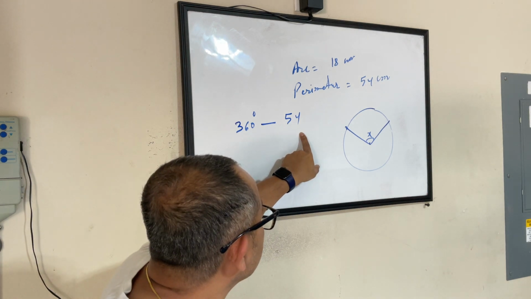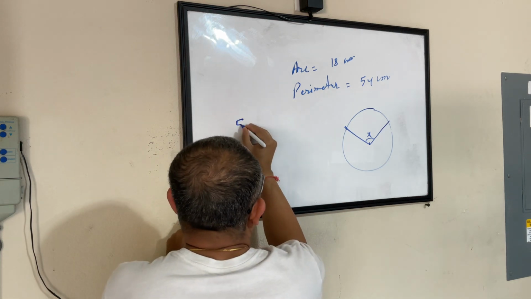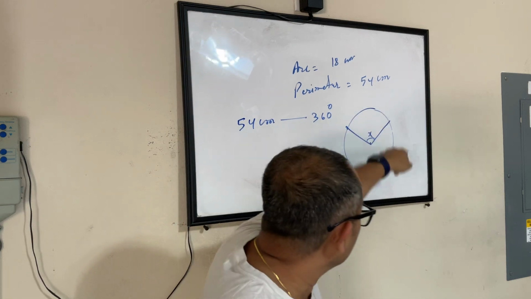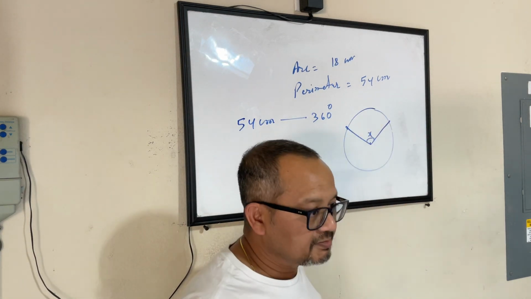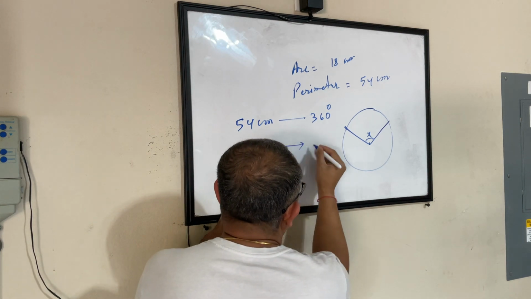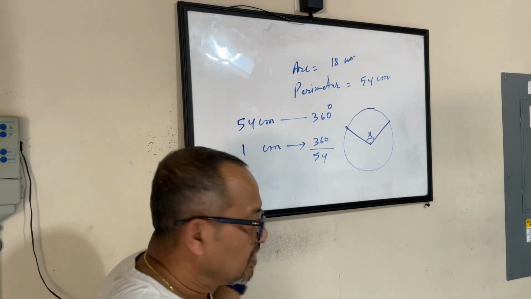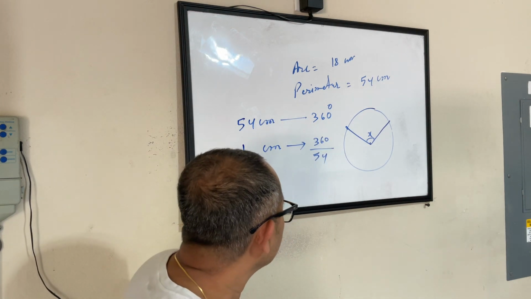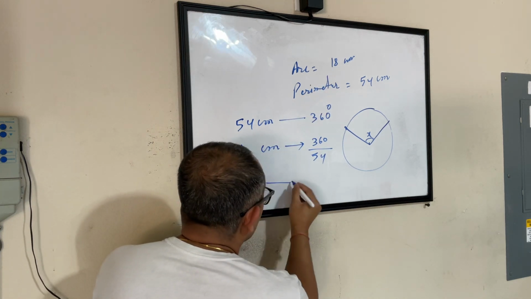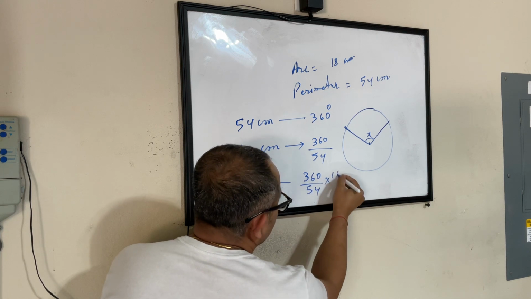Or I will put it this way. Say, okay, fine. 54 centimeter was attributing to 360 degree, which is the whole perimeter of the circle. So, if I am talking about 1 centimeter, what I am talking about? It will be 54th part of this angle. So, if I am talking about 18, how much that will be? That will be whatever is the value of 1, multiply that by 18. Done.